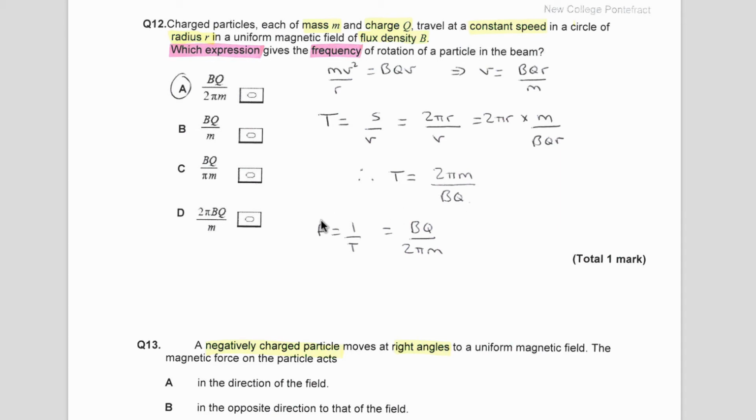The frequency is simply 1 over t, so it's the reciprocal of this, and therefore the frequency is BQ over 2 pi m, so our answer is A.